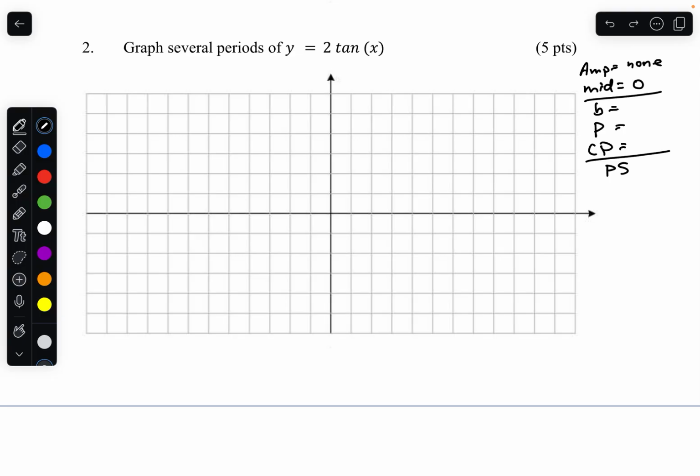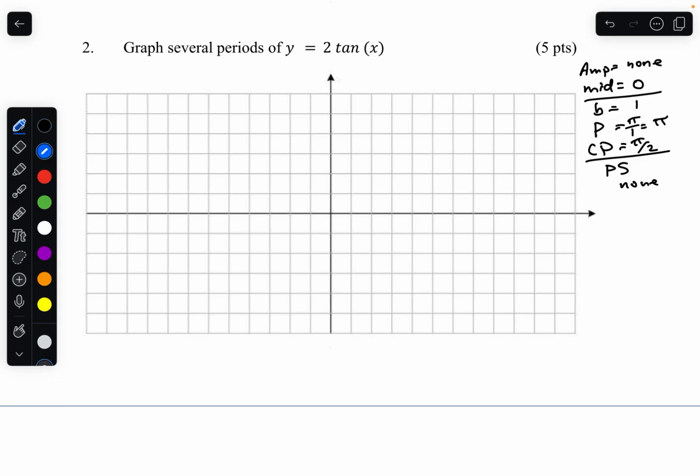Then your b value, I have a 1 in front of the x again, but the rules change for the period and critical points of tangent and cotangent. So remember, it's pi over b. So that's just pi. And then it's period over 2. So those numbers are somewhat cut in half, if you think of it like that. And then phase shift, there is no phase shift because there's nothing being added or subtracted in the parentheses.